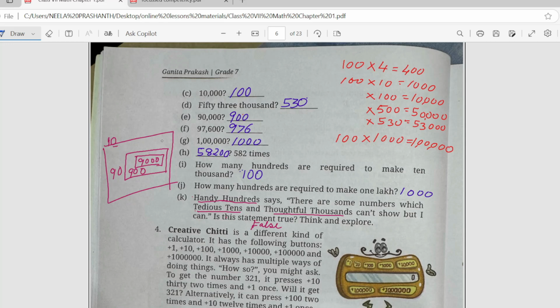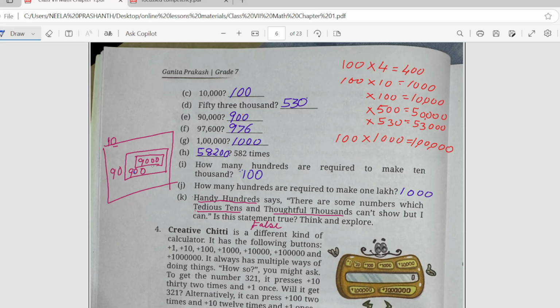90, 80, 70, 60, everything. So a calculator which has tens can have numbers 90, 900, 9000 as well. You multiply 10 with a particular number, you will get all these numbers. The tens calculator can show all these numbers, and the 100 calculator can show hundreds as well as thousands.